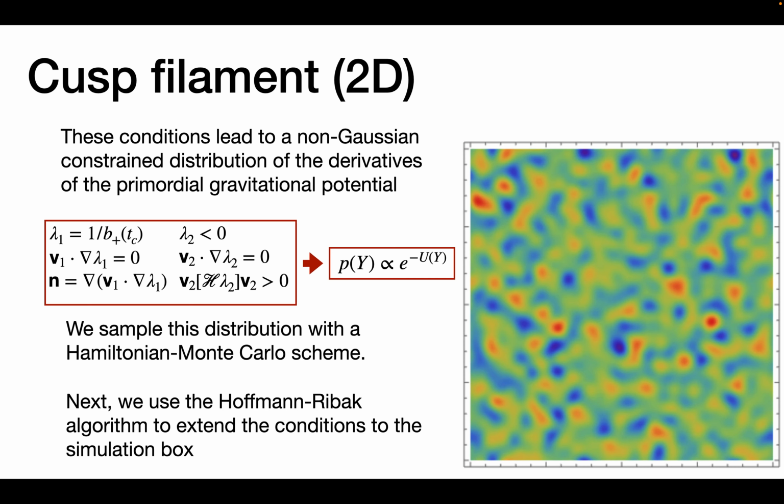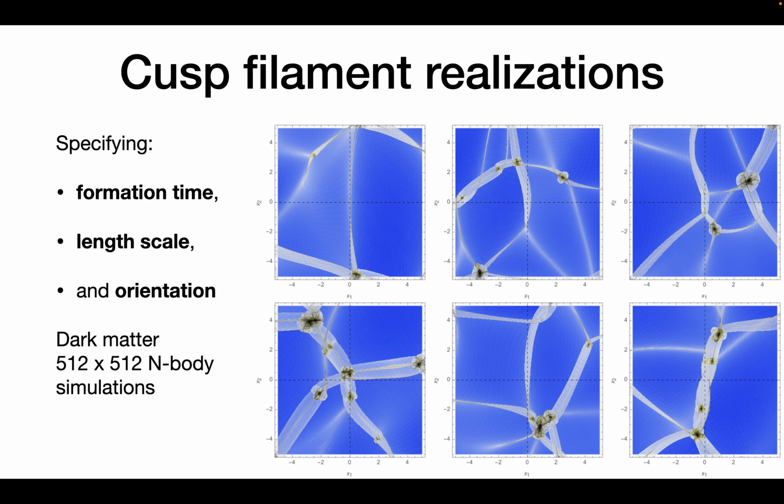So after extending, we get a Gaussian random field which can serve as initial conditions for, for example, an N-body simulation. If we run these N-body simulations, we see that we get a nice filamentary structure here in the center of the box, where we control the formation of the filament, the formation time, the length scale at which it forms, and finally its orientation. You see that this does a beautiful job at predicting the filamentary structure of the cosmic web and the points, the centers of the filaments.